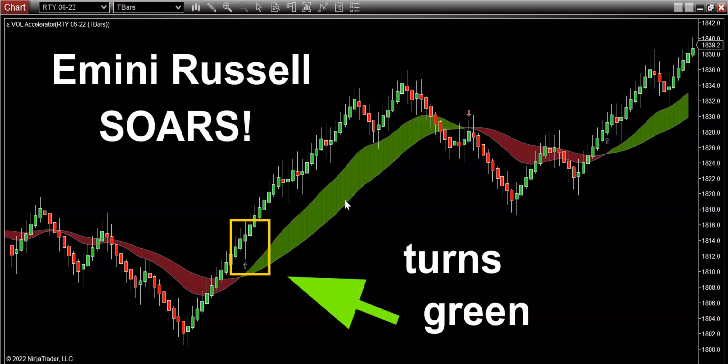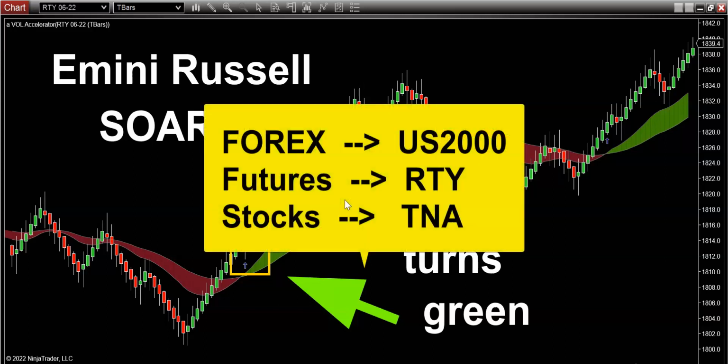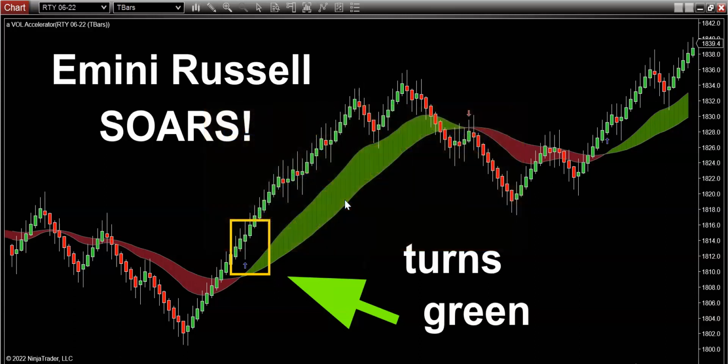All right, so what you're seeing on the screen right now is a symbol called the Russell 2000. And if you trade Forex, your symbol is US 2000. If you trade futures, your symbol is RTY. And if you trade stocks and options, your symbol is TNA. All right. Now, I'm going to explain to you right now why the Russell is intriguing enough for you to consider putting it on your watch list.